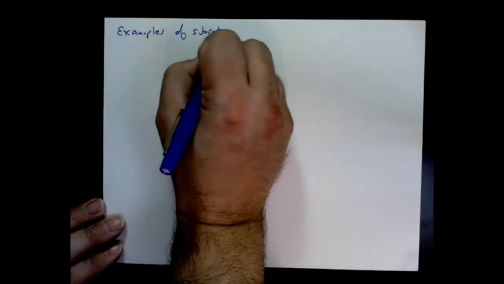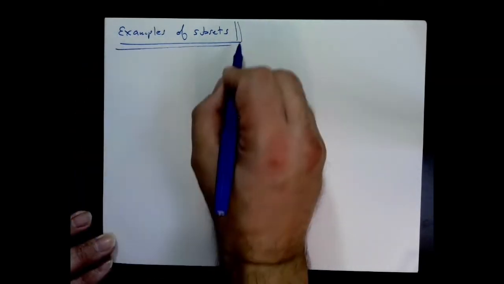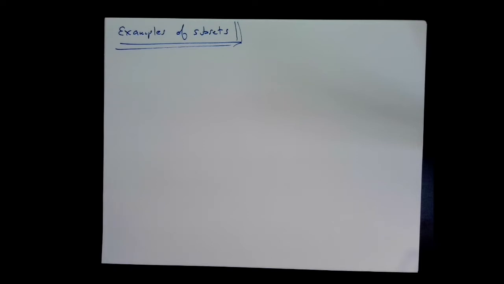Here's some examples of subsets. Recall earlier when we had a universal set U and defined A in terms of a propositional function. So we say A is all the X in U such that P of X is true. This is implicitly defining A as a subset of U.